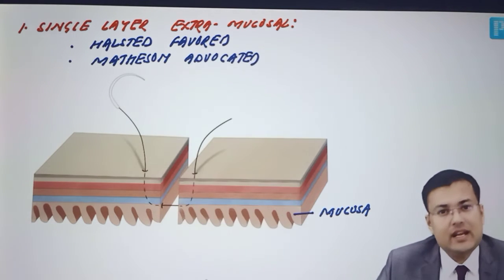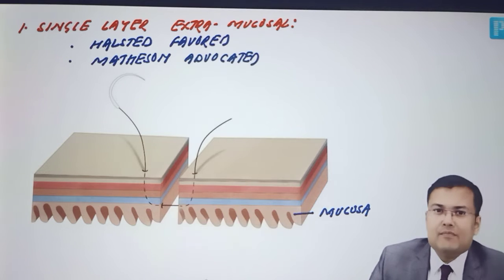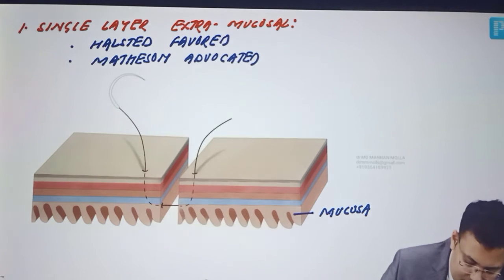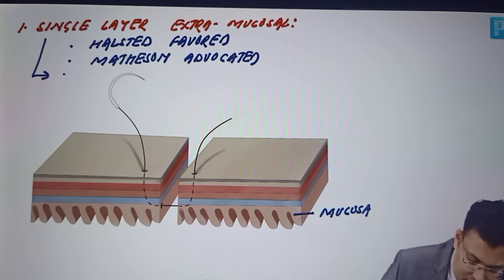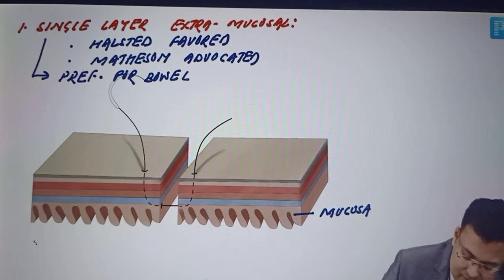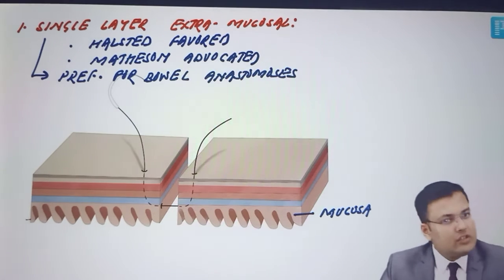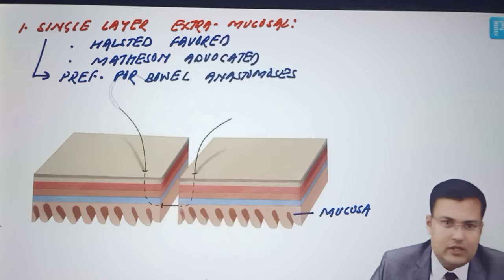And this question was asked in NEET PG: nowadays which type of bowel anastomosis is preferred? It is the single layer extramucosal anastomosis. This is preferred for bowel anastomosis nowadays. Initially we used to do Cocker's 2-layer anastomosis, but nowadays single layer extramucosal anastomosis is preferred.